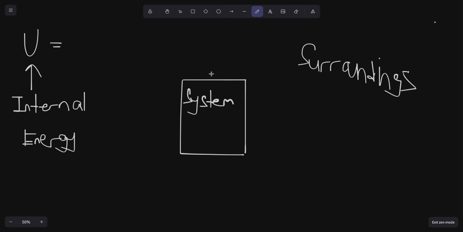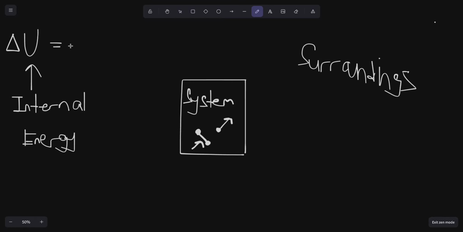All right, the system is just whatever you want to observe in the universe. Well, the surroundings is everything else that's not the system, right? Now, the system can have molecules, and these molecules are going to have potential energy stored in the bonds. These molecules are going to be moving, so they're going to have kinetic energy. And basically, the sum of the kinetic energies and those potential energies are going to define the internal energy of the system. Now, specifically, in chemistry, we're more interested in the change in internal energy.